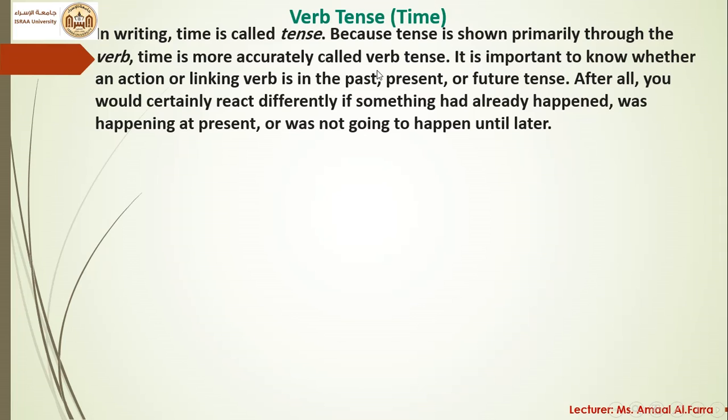It is important to know whether an action or linking verb is in the past or present or future tense. After all, you would certainly react differently if something had already happened, was happening at the present, or was not going to happen until the future or until later. Okay, so this adds meaning to you, whether the action is happening now and at present, or happened and finished in the past, or will happen in future.